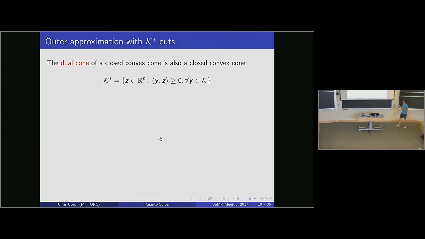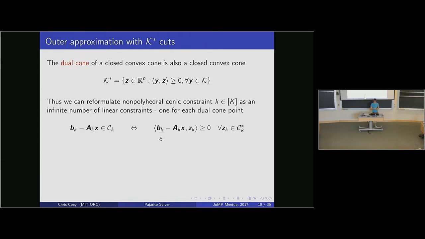So a dual cone of a closed convex cone is all of these vectors such that the inner product with any vector in the cone is non-negative. So we can reformulate one of those non-polyhedral conic constraints, k, as an infinite number of linear constraints. So linear is good because we want to use an MILP solver. Infinite is not good because these solvers are not semi-infinite solvers. But it's a step in the right direction.